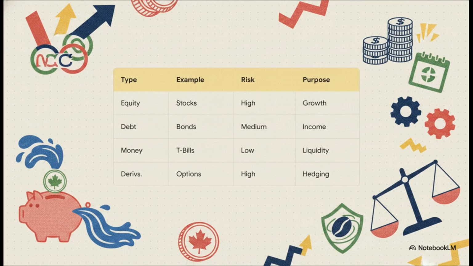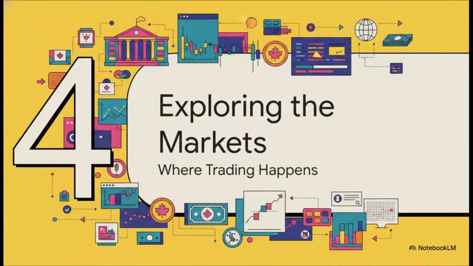For example, our coffee roaster might use derivatives to hedge against unpredictable spikes in the global price of coffee beans. It's all about picking the right tool for the job. Let's dive into Chapter 4, Exploring the Financial Markets, where the trading happens.